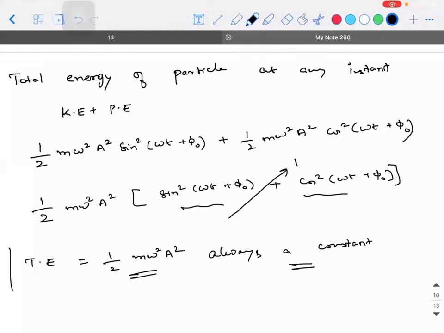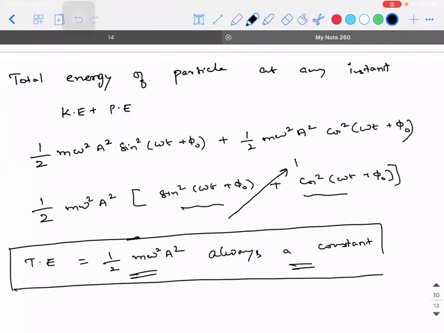Is it clear? Yes, sir. Sir, always constant in the sense? It's always constant. The sum is always a constant. M is constant, omega is constant, A is constant. Whereas kinetic energy is not constant every time because it is dependent on time. As time is changing, kinetic energy will change, potential energy will change. But though kinetic energy and potential energy with respect to time are changing, the sum of those two values will always be a constant. Okay, sir.